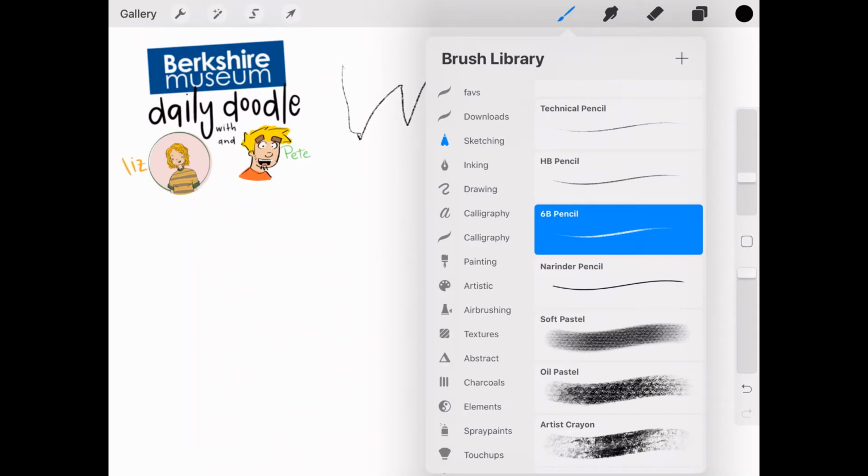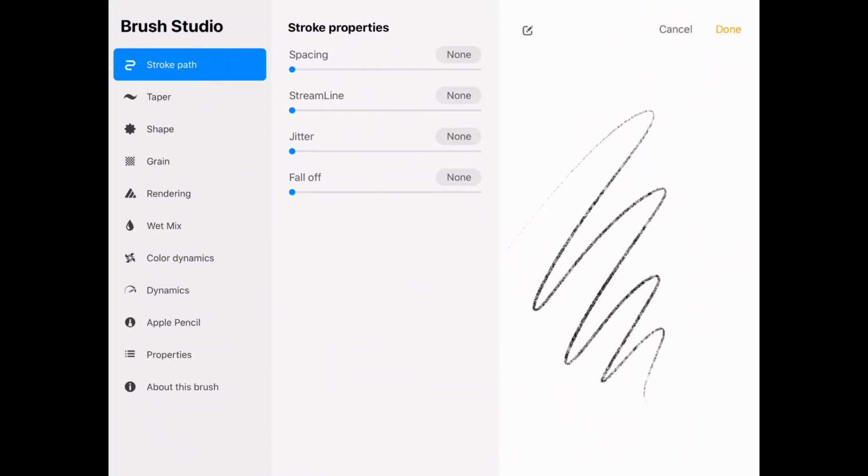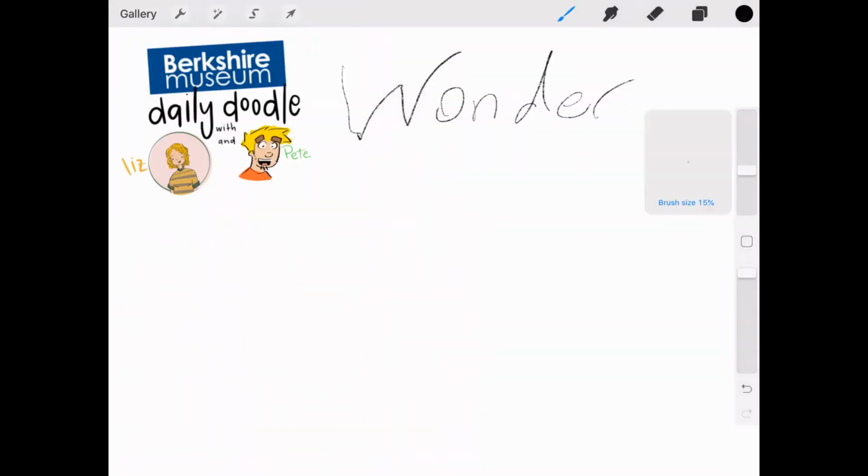Yeah, I could totally tell you what wonder means. Wonder means a cause of astonishment or admiration. Now, those are two really big words, but I think wonder just means a feeling of excitement or something you like a whole lot. It causes you wonder. But we're going to get stuck into our doodle.